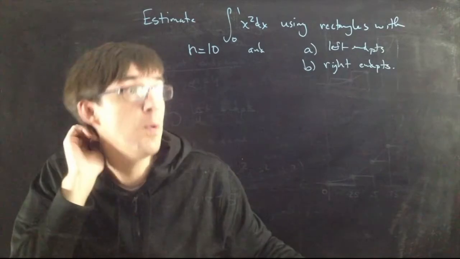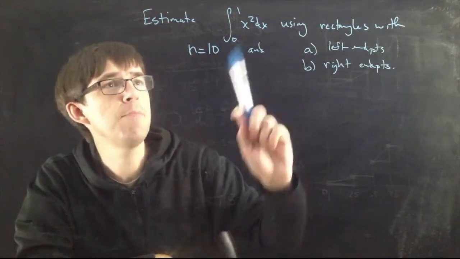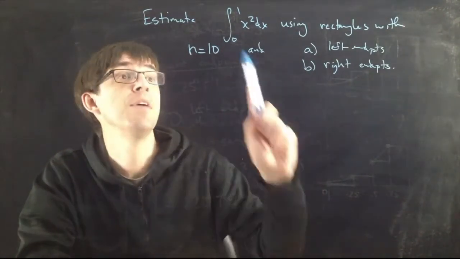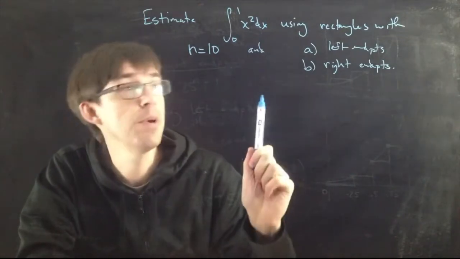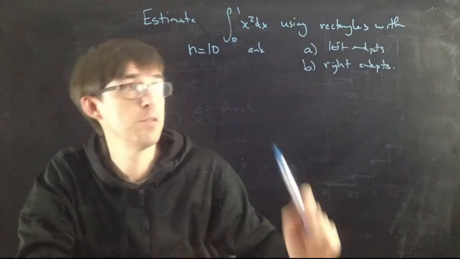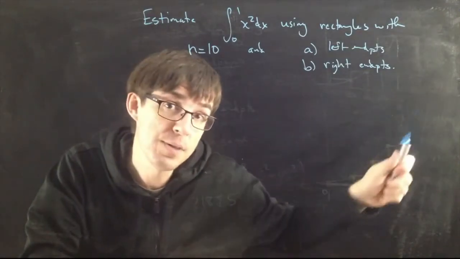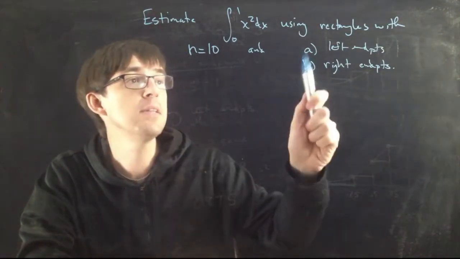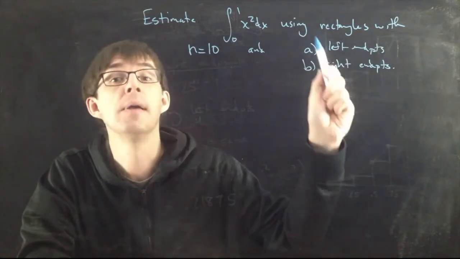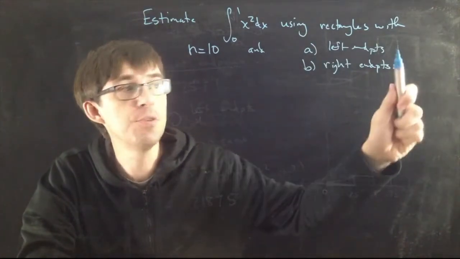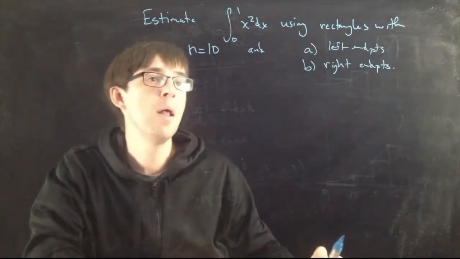All right, let's try another one. This is very similar. Same function. I'm saying estimate the integral from 0 to 1 of x squared dx. That means the area under the curve from 0 to 1, using rectangles with n equals 10. This time we have to add together 10 things instead of 4 things. And let's do it first with the left endpoints and then again with the right endpoints. These two answers will be almost the same.